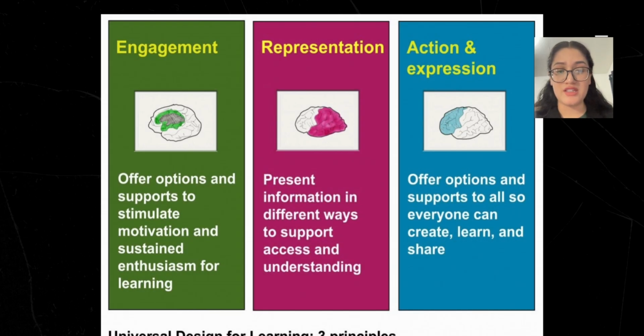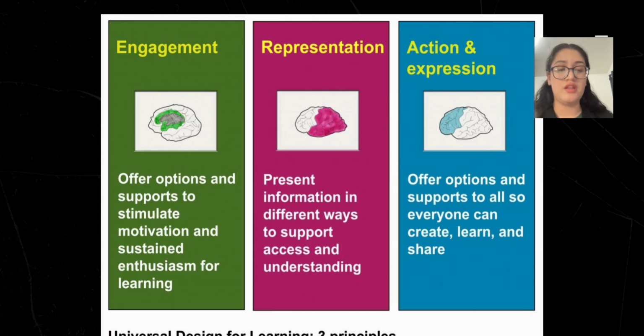In this slide, we can see that UDL is sectioned into three principles, the first one being engagement, the second one being representation, and the last one being action and expression. For example, the first one says offer options and supports to stimulate motivation and sustain enthusiasm for learning. Second one, present information in different ways to support access and understanding. And the third one, offer options and supports to all so everyone can create, learn, and share.